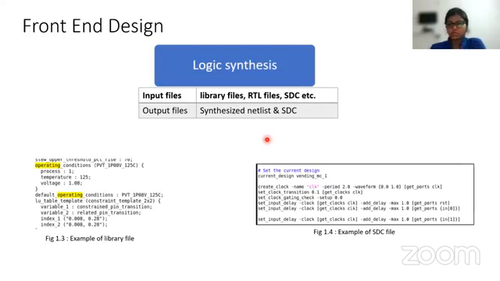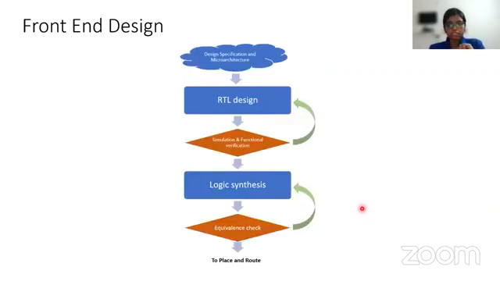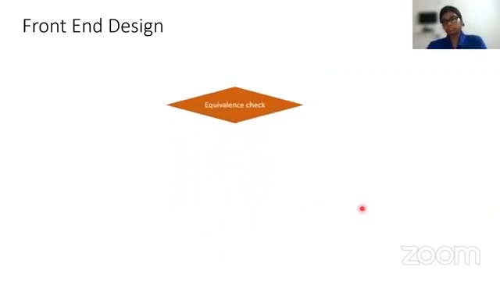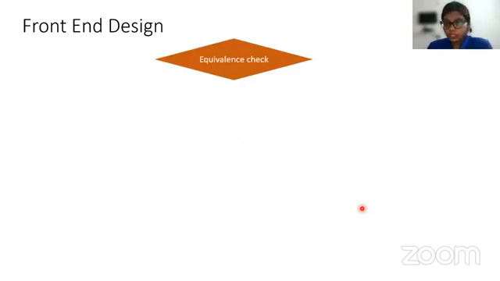For synthesis also, there are various synthesis tools available in the market, which designers use to do the automatic synthesis. And after the synthesis, what would be the next step? We have converted our RTL code to a gate level design. Now we'll need to make sure that the conversion happened properly. So the next step will be equivalence check. What do we do in equivalence check?